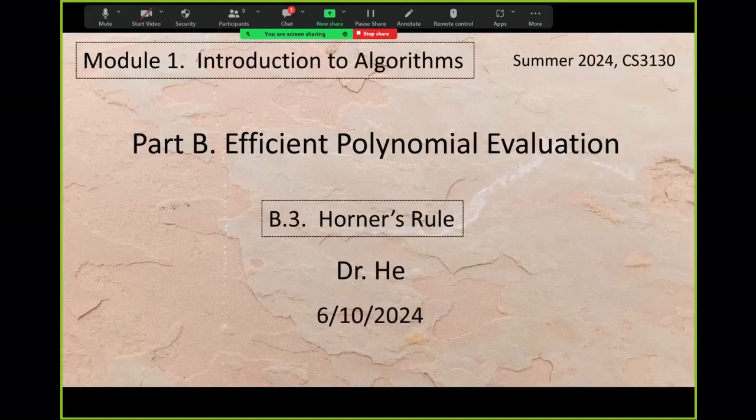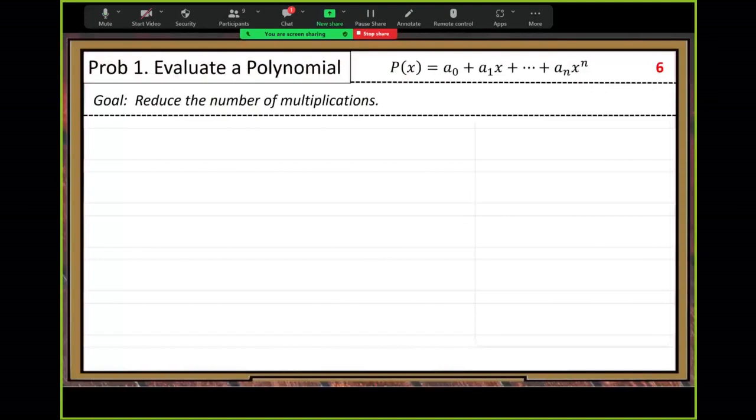So the topic B.3, Horner's rule. This Horner's rule tells us what is the best way to do the reduction on the multiplication part. All right, so let me show you the main idea of the Horner's rule, the strategy. Here, to get an idea how to do the reduction on the multiplication part, let's use this strategy.